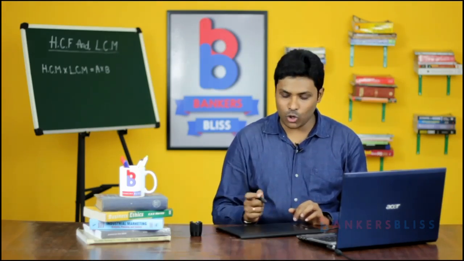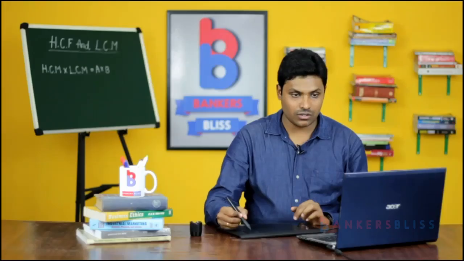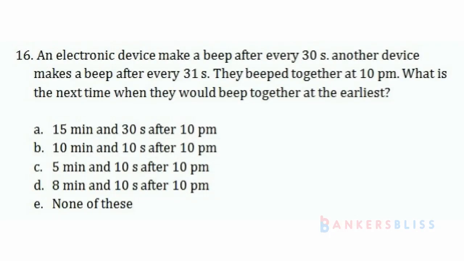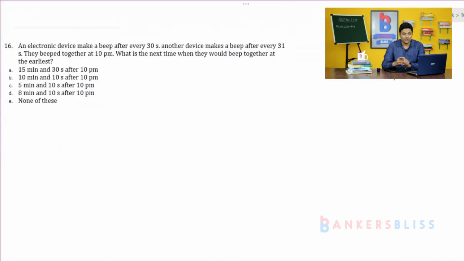Let us go to the next problem, problem number 16. An electronic device makes a beep after 30 seconds. Another device makes a beep after 31 seconds. They beep together at 10 p.m. What is the next time when they would beep together at the earliest? So it is nothing but LCM. So the next time it should beep together means a time.